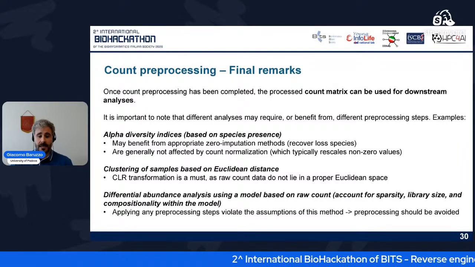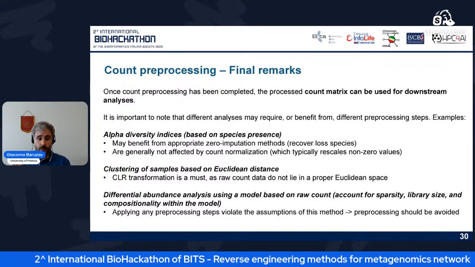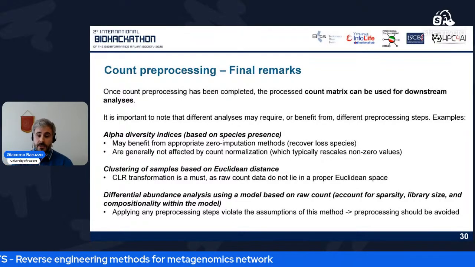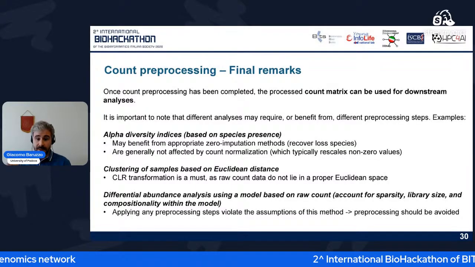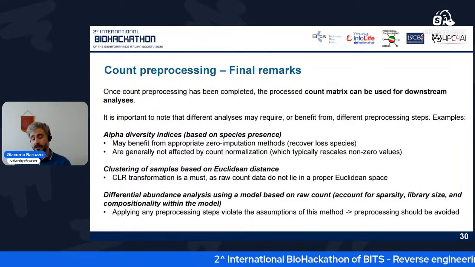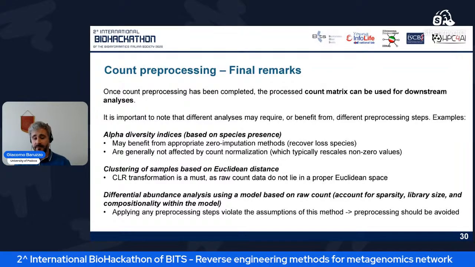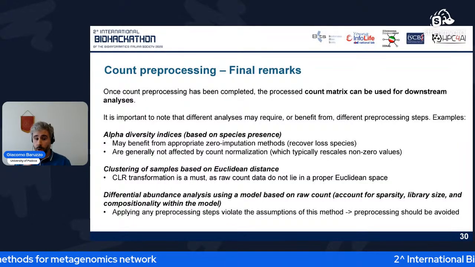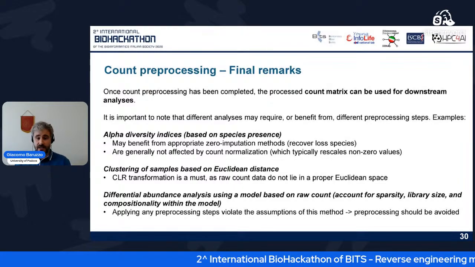Indeed, different downstream analyses may benefit more or less from different preprocessing steps. For example, if you want to compute alpha diversity indices, just measuring based on the species abundance, then a zero imputation step is quite important because it's exactly what the alpha diversity index is measuring, the presence or absence of species. On the other hand, alpha diversity indices may be quite unaffected by count normalization, because count normalization mainly works on non-zero entries, just scaling up. So it is something that is negligible for alpha diversity indices.